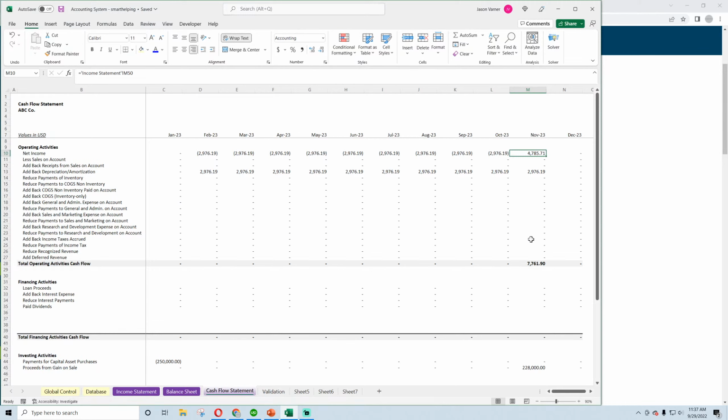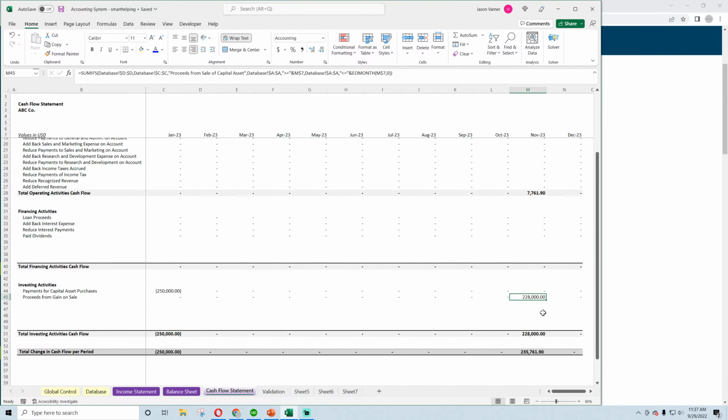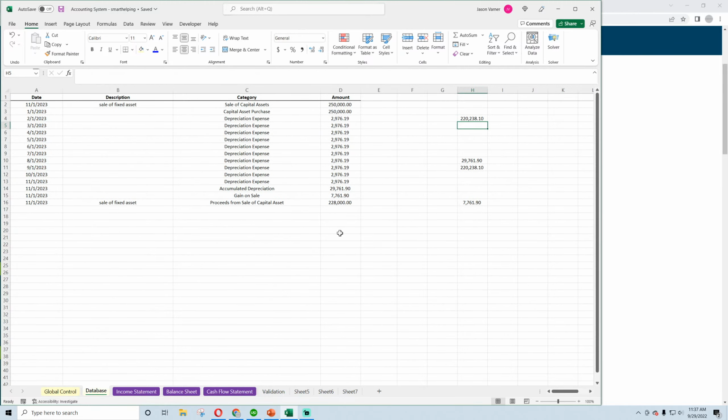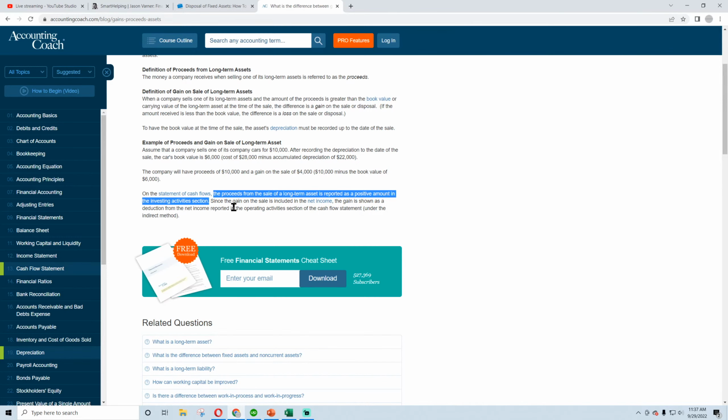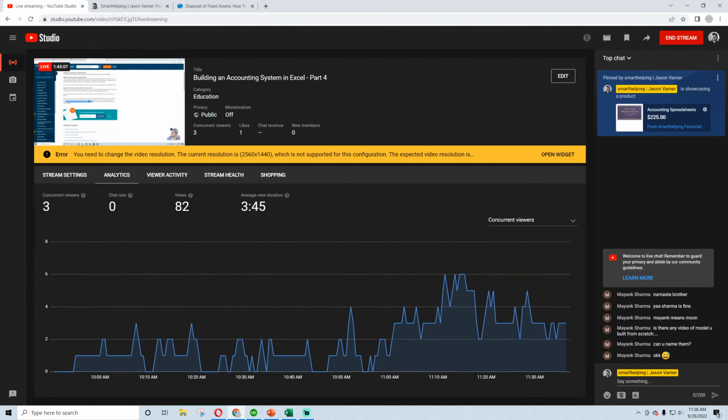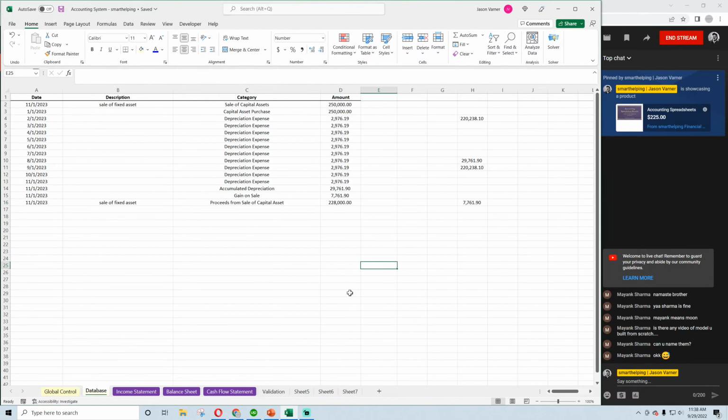Okay, so that's this proceeds right here, investing activities. The total proceeds 228, which is this amount. Since the gain on the sale is included in net income, the gain is shown as a deduction from net income, reported in the operating activities section. Okay. We have confirmation. That's good. That's great.